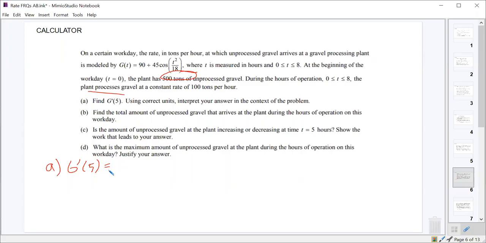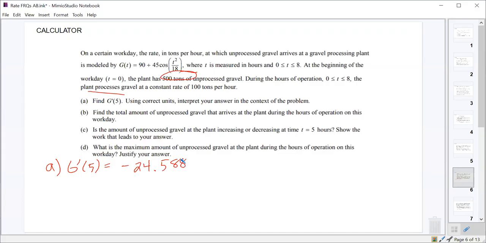Just have the calculator tell you g prime of 5 is negative 24.588. Do people agree with that? You got what? What did you get? Maybe you typed 44 or something. I don't know. Everybody else got negative 24.588? Okay, yeah. You screwed up, I assume.